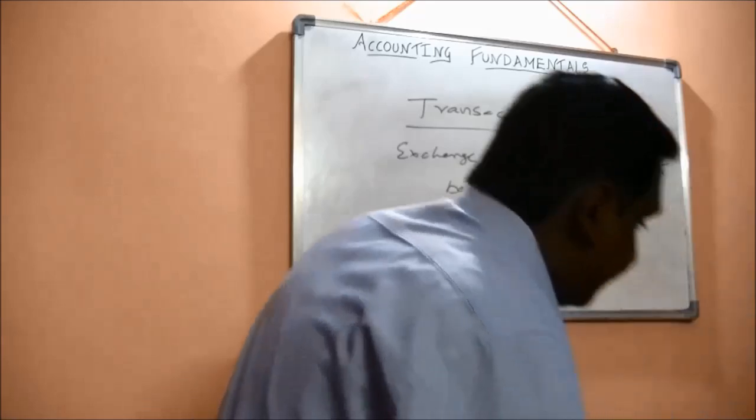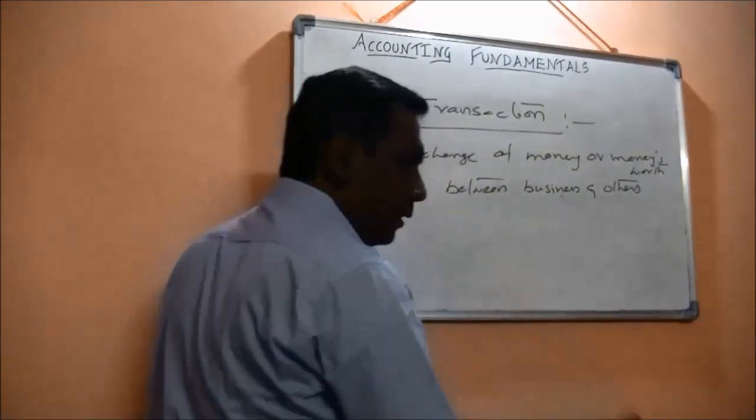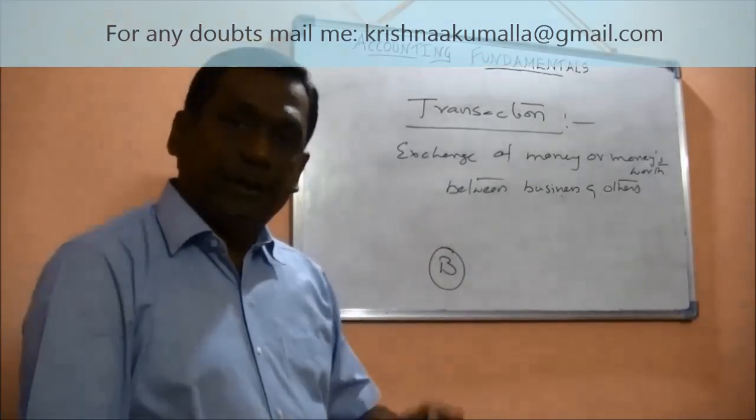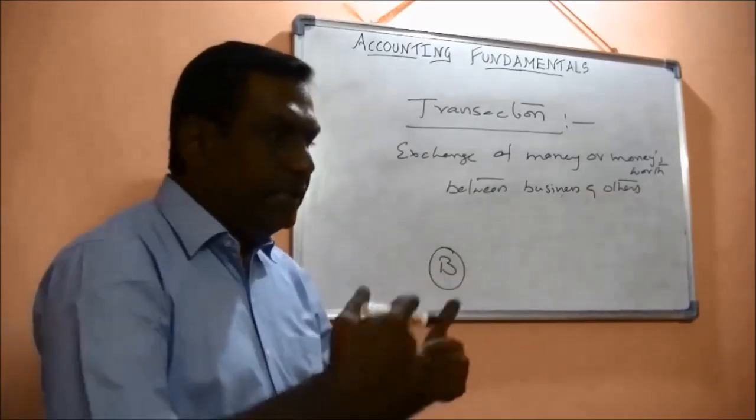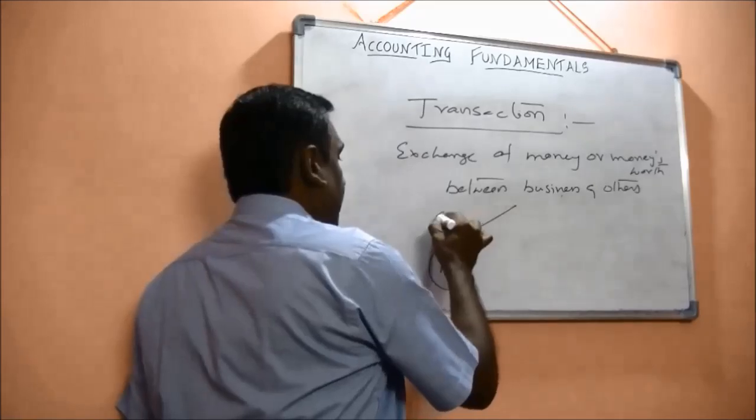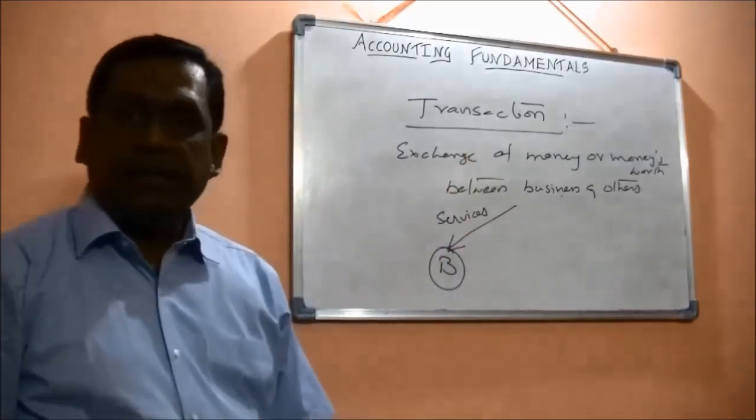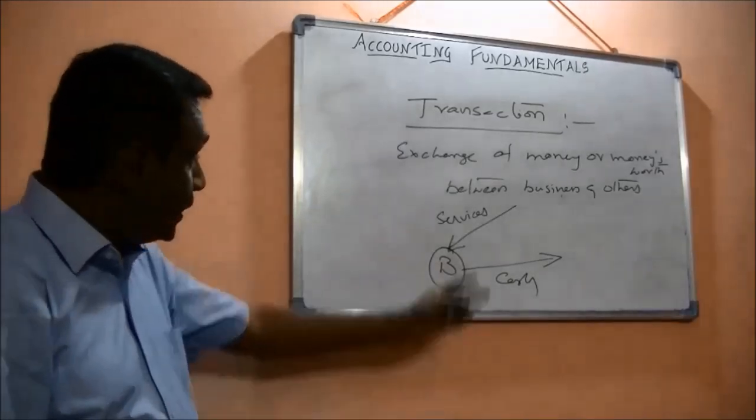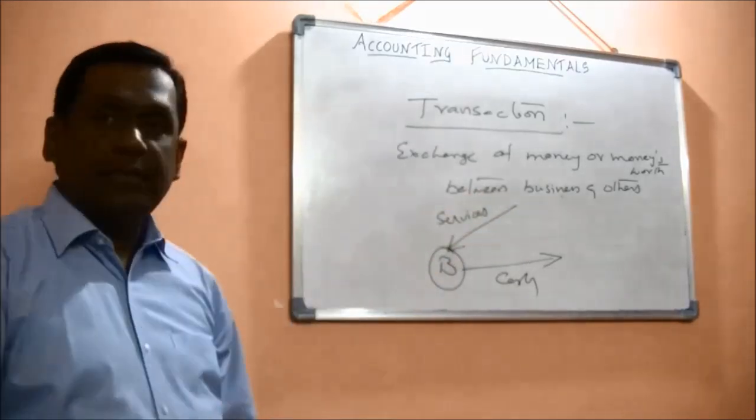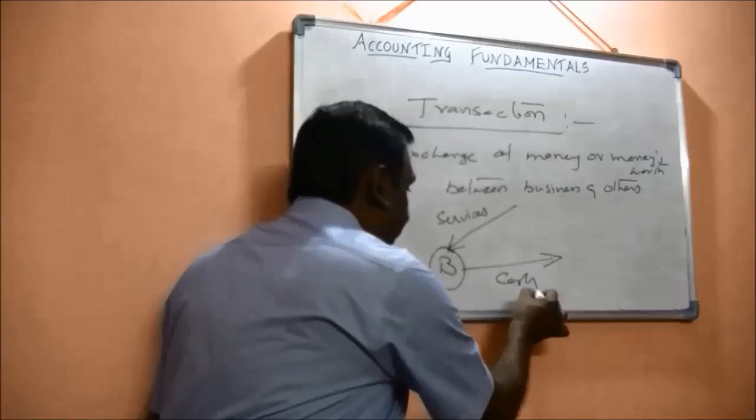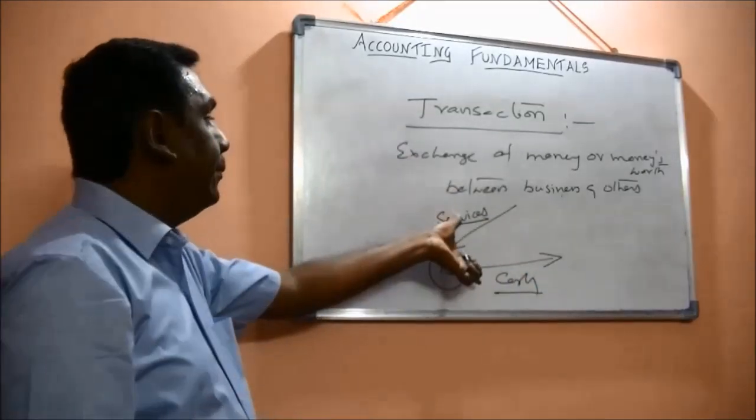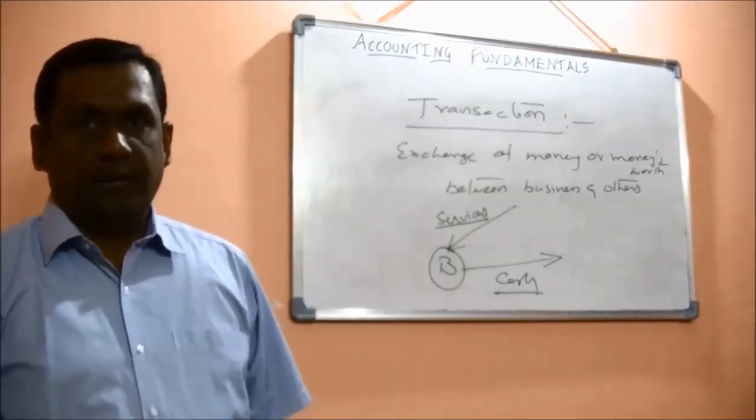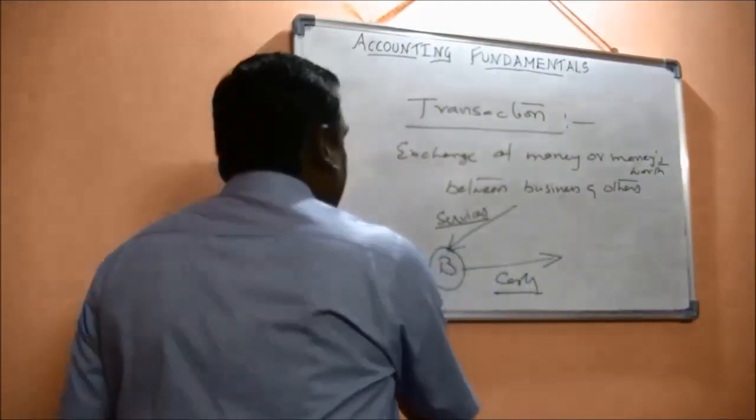Let us take another example. Salaries paid to employees. When business pays salaries, what comes in? Services. Am I right? What goes out? Cash. So exchange is happening here. Business is receiving services and paying cash. So money and money's worth. An exchange is happening between business and others. So this is also called a transaction. Clear?